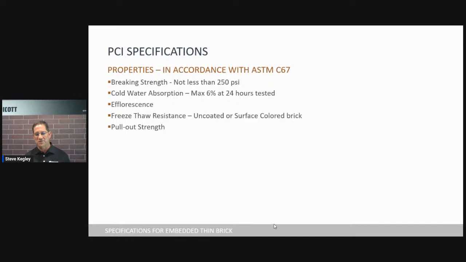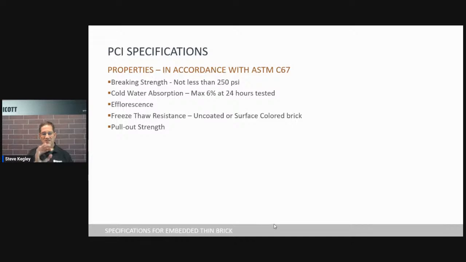There's a lot of conversation and a lot of things done for the dimensional tolerances, and that's all great. That's good. But a lot of people forget about that bottom section right here, the next section. We're talking about properties, and that's breaking strength that cannot be less than 250 PSI. That's the thin brick itself, not the panel. And then the cold water absorption, a maximum of 6% at 24 hours.